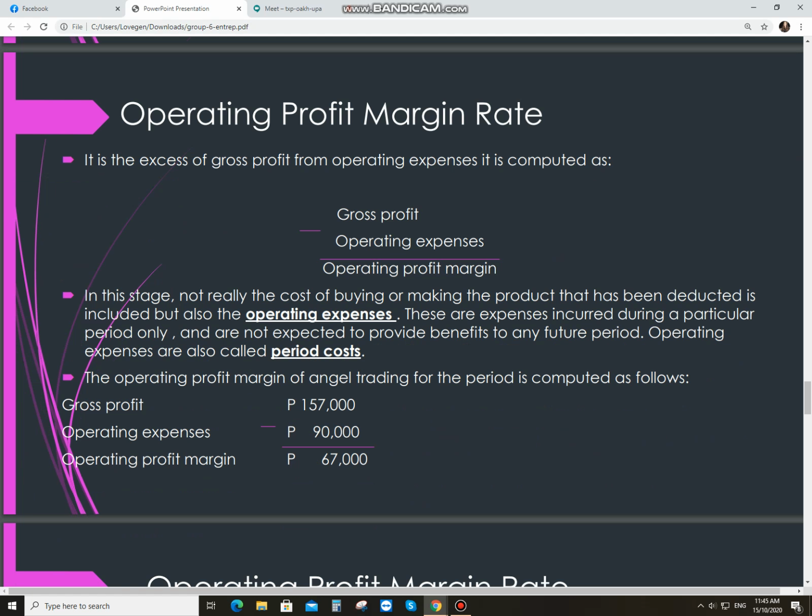So the operating profit margin of Angel Trading for the period is computed as follows: gross profit with a value of 157,000 and operating expenses of 90,000. So 157,000 less 90,000 is equal to 67,000.